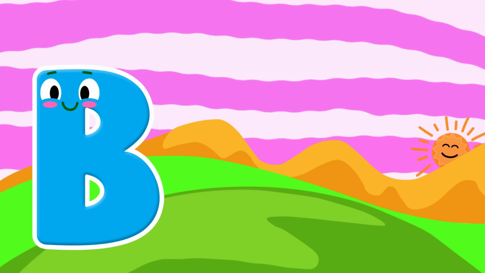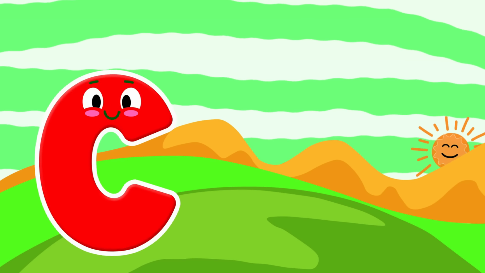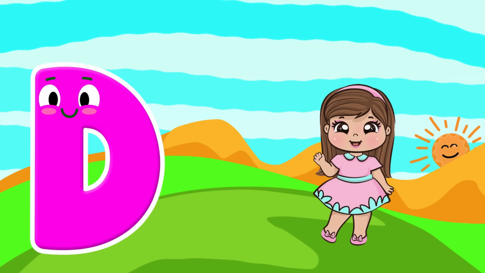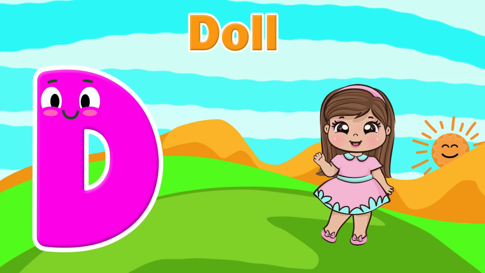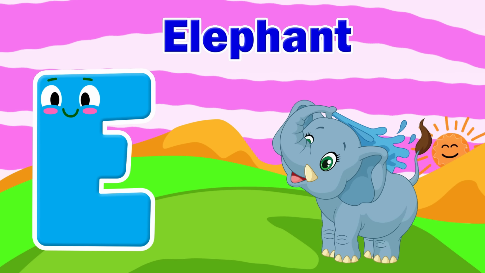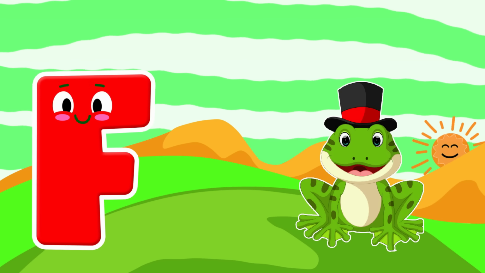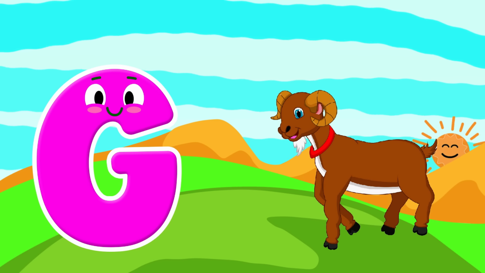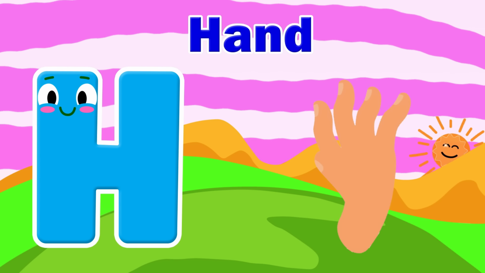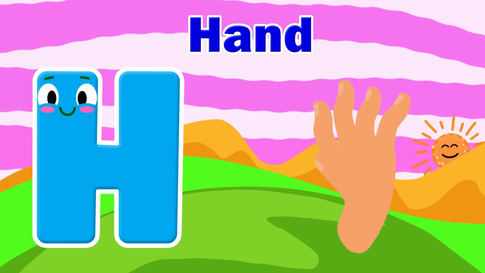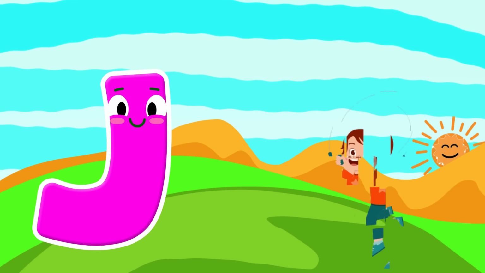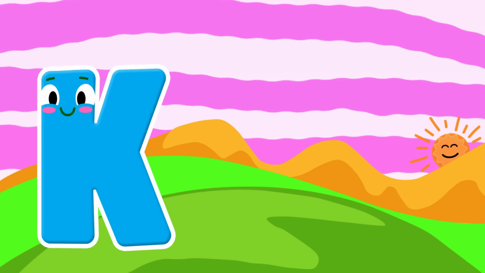A is for apple. Apple. B is for ball. Ball. C is for cat. Cat. D is for doll. Doll. E is for elephant. Elephant. F is for frog. Frog. G is for goat. Goat. H is for hand. Hand. I is for igloo. Igloo. J is for jump. Jump.